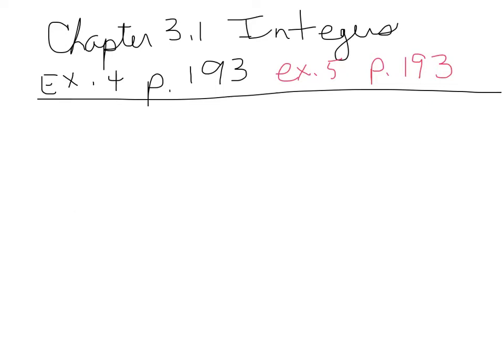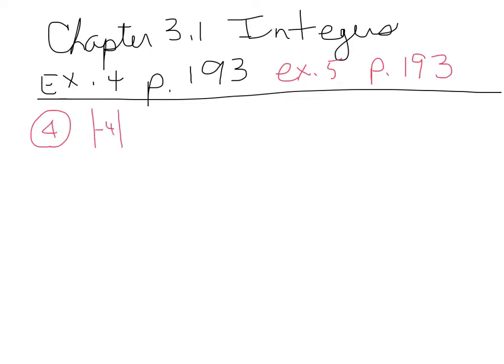And remember, we said that absolute value was the distance between 0 and 1. And we're going to tackle both examples, 4 and 5, on page 193. And it says, evaluate each expression. Number 4 says, what's the absolute value of negative 4?